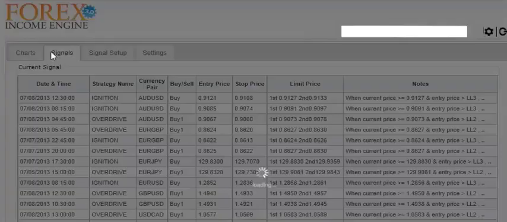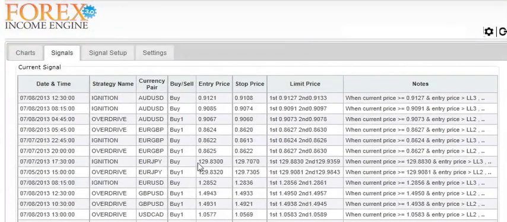Click on the Signals tab. There we have the Signals tab, and we look for the British Pound US Dollar. The first buy right in here occurred at 10:30, July 8. And the second one, July 8 at 12:30.